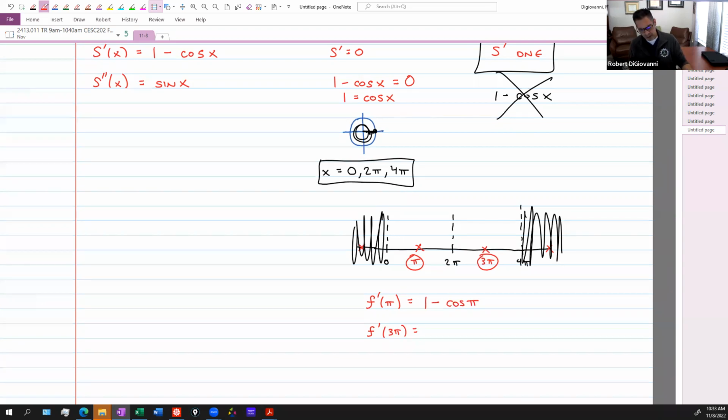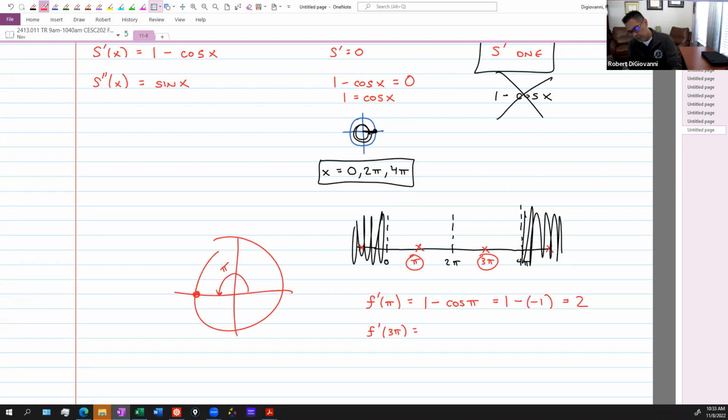What is cosine of pi? Negative 1. Cosine of pi is -1. Right? Pi, the unit circle, pi is over here. Cosine of pi is the x coordinate there, which is -1. So this becomes 2. All I care about is that it's positive, because that tells me my original function over here is going up.